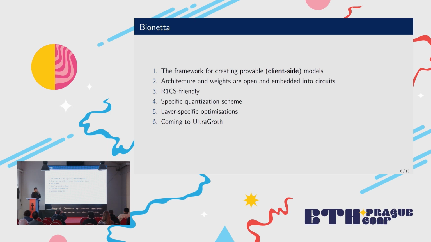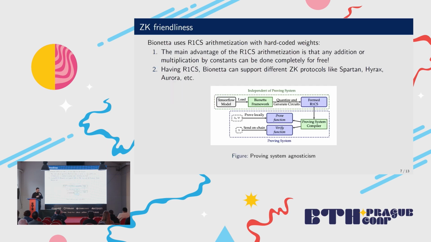So that's R1CS friendly. Right now it works with Groth16, but we are switching to UltraGroth. We have applied a specific quantization scheme, and additionally we did some layer-specific optimizations. That's how we reached zk friendliness. As I mentioned, Bayonetta has R1CS arithmetization and additionally hard-coded weights in circuits. It allowed us to reduce the amount of constraints from around 20 million for some models to only 1.5 million.